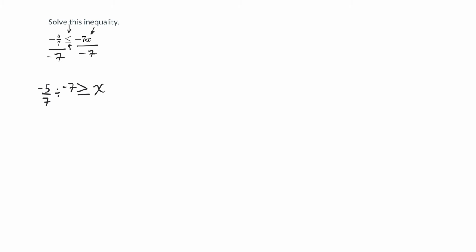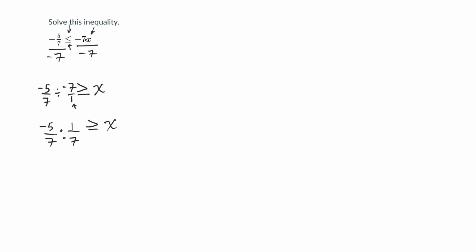Okay, now when you divide fractions, you invert and multiply, right? So negative 7 over 1, I'll change this to negative 5 over 7, change the divide to multiply, and invert that guy, 1 over negative 7. Greater than or equal to x.